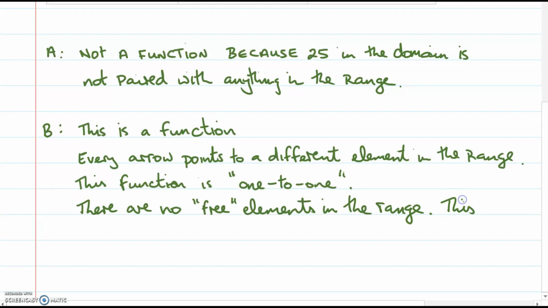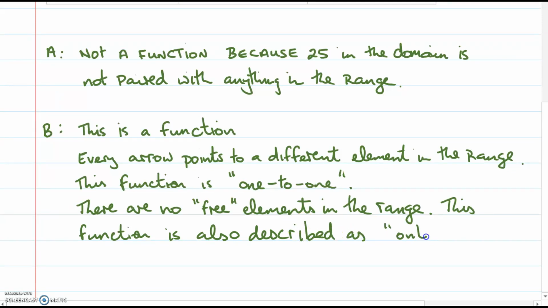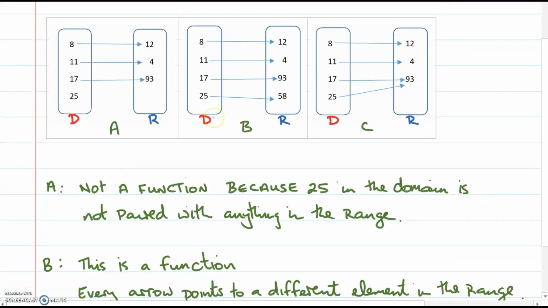So this function, not alone is it 1 to 1, this function is also described as onto. Okay, so that function has both properties. We're looking at B here, it's definitely a function. One arrow leaves every element in the domain. That means it's a function. No two of the arrows are going to the same element, so that means it's 1 to 1, and everything in the range is used, so that means it's onto.